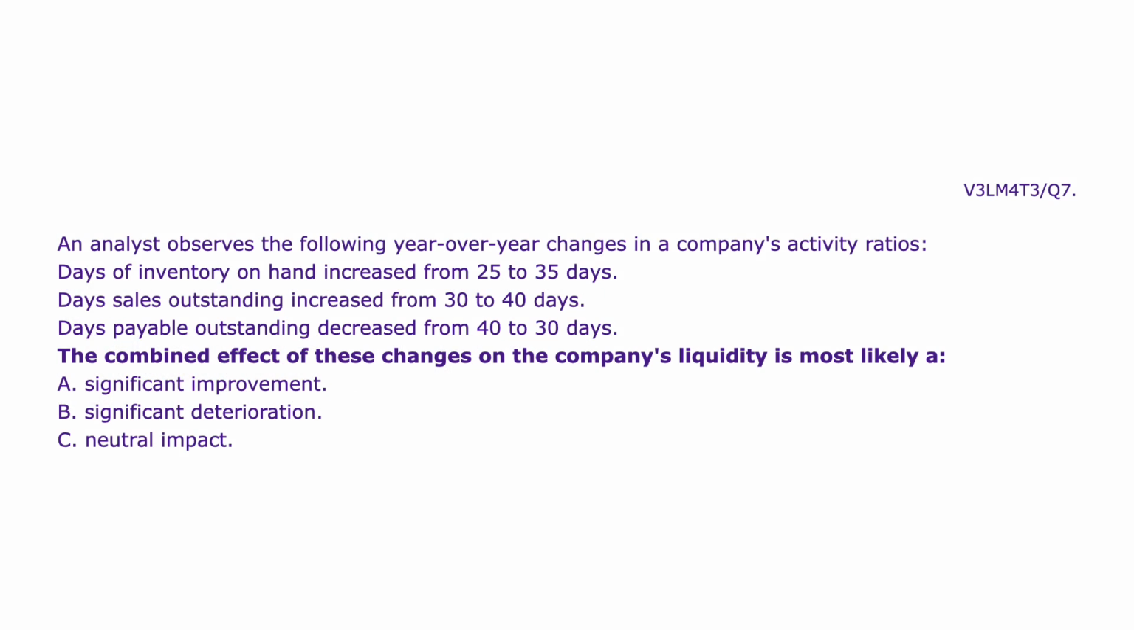An analyst observes the following year-over-year changes in a company's activity ratios. Days of inventory on hand increased from 25 to 35 days. Days sales outstanding increased from 30 to 40 days. Days payable outstanding decreased from 40 to 30 days. The combined effect of these changes on the company's liquidity is most likely A. Significant improvement. B. Significant deterioration. C. Neutral impact.